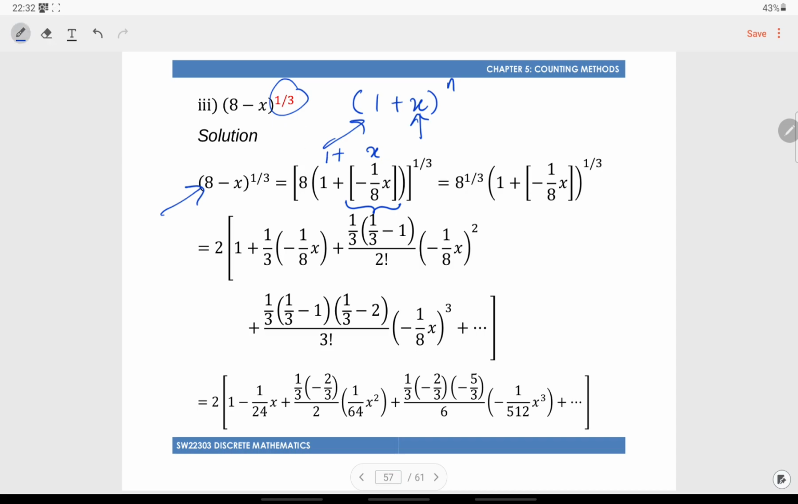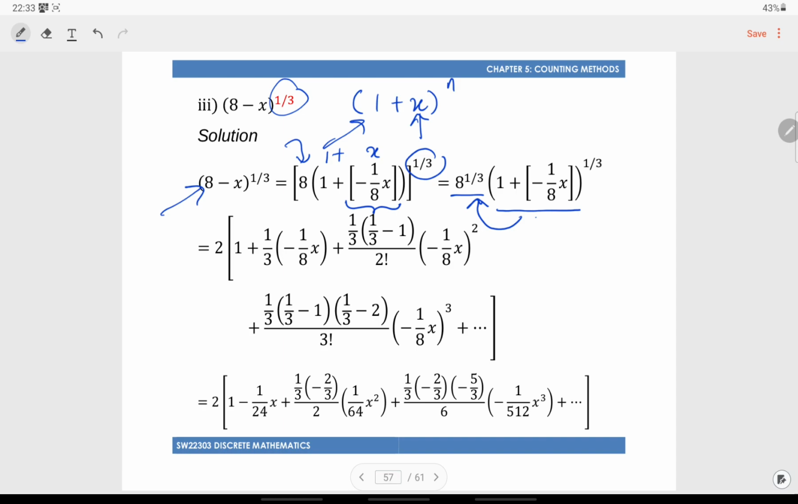We factorize 8. And we also have this exponent outside the parenthesis. That means this exponent value is also applicable to this 8. So that's why we have 8 to the power of 1 over 3 in front, prior to this expansion: 1 plus negative 1 over 8x, to the power of 1 over 3. Okay, so we find the expansion for this one and then we multiply again with this value to complete the answer.